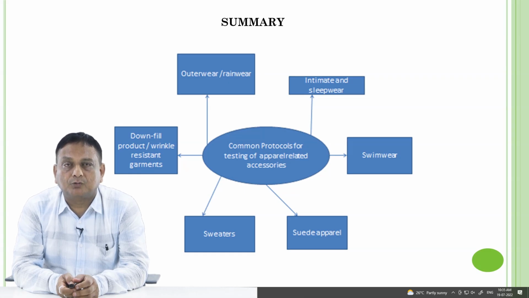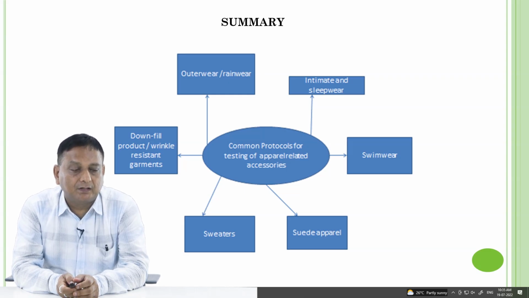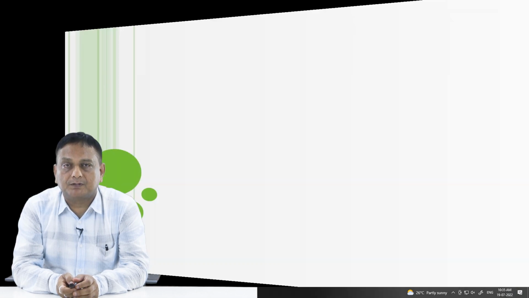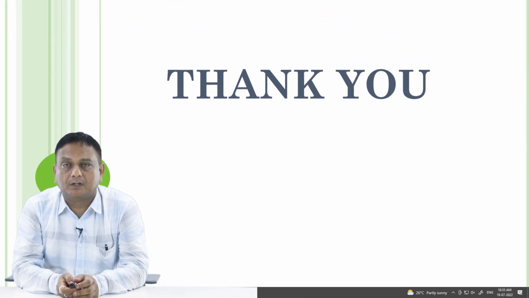So these are the different areas, and the summary of this common testing protocol for different products is that outerwear and innerwear, how they are tested, we have seen. Then if it is swimwear, how it is checked. So these are all technical wear, sweaters, or downfill products, and how they are checked. There are different protocols and different testing associated with them, and one has to be careful while testing the water resistance or waterproofing or the breathability property of a garment for some other technical applications. So thank you very much for this, and we will see the other parts of different testing in the next unit. Thank you.